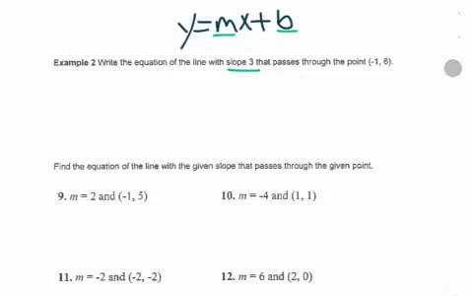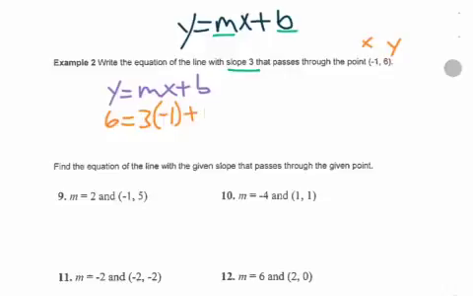Okay, so I'm going to write y equals mx plus b. Now I'm going to substitute my m, which is 3. I'm going to use this as my x, and this is my y, and substitute those into my equation. So y is 6, so 6 equals m we got from our slope, so that's going to be our 3. X, again, we get from our ordered pair, negative 1, so times negative 1 plus b. Okay, so now 6 equals 3 times negative 1 is negative 3 plus b.